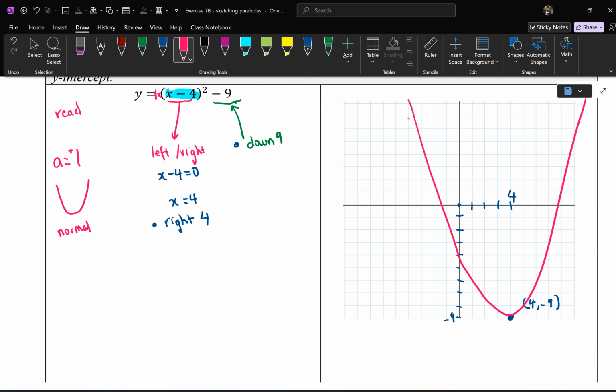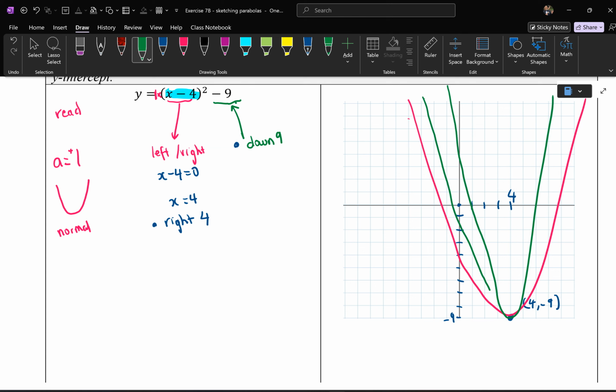What's the problem? I don't know where the y-intercept is because there are so many ways to draw it. You could draw it like this. That could have been your normal. Could have been like this. It could have been like this. I have no idea which one of those. But the y-intercept, where it touches the y-axis, should tell me roughly which one of those would be correct.